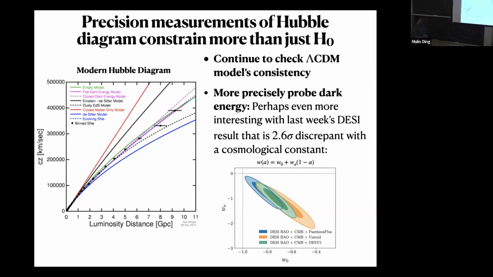And maybe this has gotten even more motivated in the last week with this DESI result, where they're finding from BAO measurements that their measurements are not consistent with a cosmological constant at currently 2.6 sigma, and the discrepancy even increases if they include supernova data.